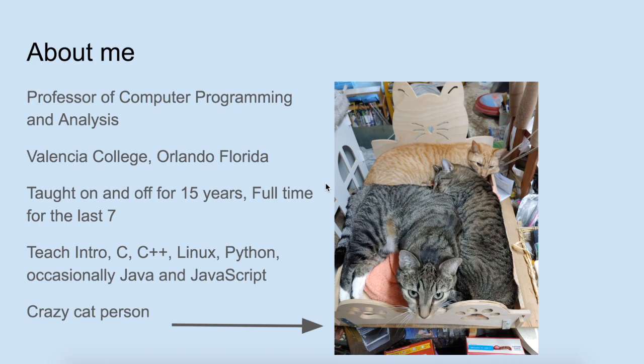I'm a professor of computer programming and analysis, that's my title, at Valencia College in Orlando, Florida. I've taught on and off there for 15 years. I was adjunct for many years while working as a software developer, and I've taught full-time as a tenured faculty member for the last 7 years. Commonly, I teach Introduction to Programming, C, C++, Linux shell scripting, Python. I occasionally teach Java and JavaScript. So I teach a lot of different languages. Notice that I'm teaching primarily languages and not computer science in this instance. And of course, I qualify as a crazy cat person. Here's a subset, we won't say how large, of my many cats. I thought you'd rather see a picture of them than a picture of me.